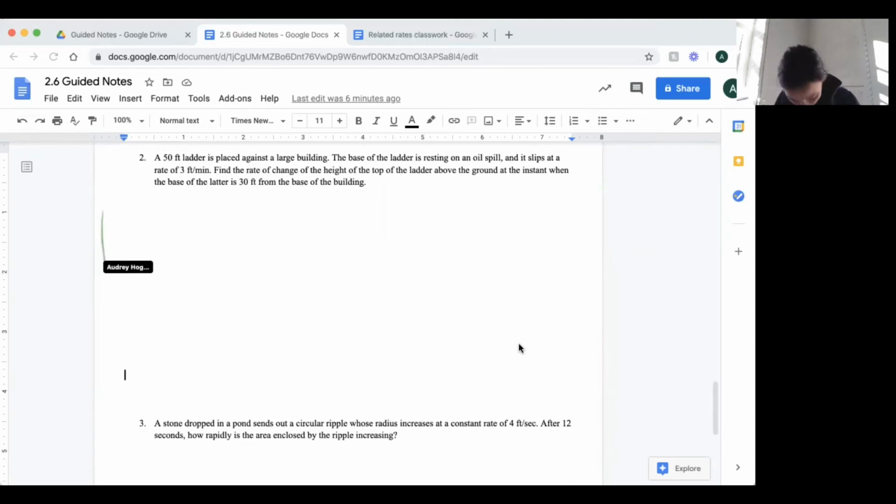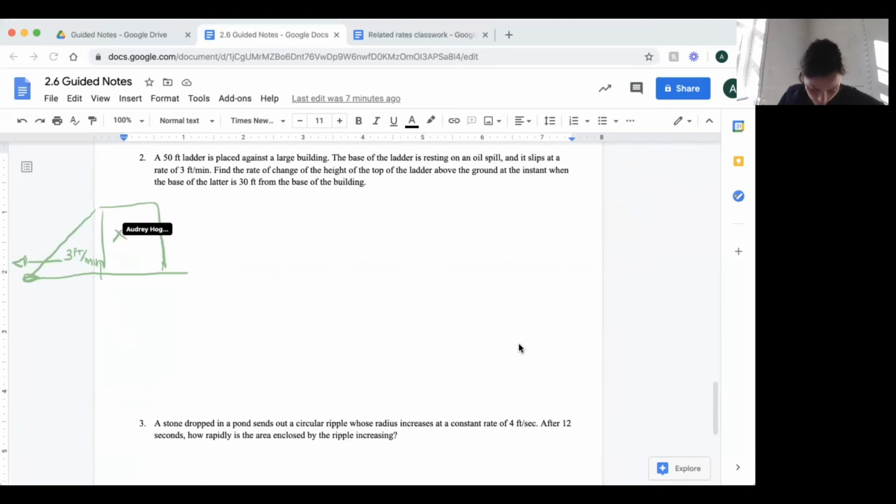So let's draw a building, and then let's draw a nice little ladder right there. So there's my building, there's my ladder. Okay, the base of the ladder is on an oil spill, so there's a little oil spill right there. And it slips at a rate of 3 feet per minute. So I know that my ladder is moving this way at a rate of 3 feet per minute. Okay. And then find the rate of change of the height of the top of the ladder above the ground. So that's going to be this, and I'm going to label that as x. At the instant when the base of the ladder is 30 feet from the base of the building. So the instant when this right here is 30.